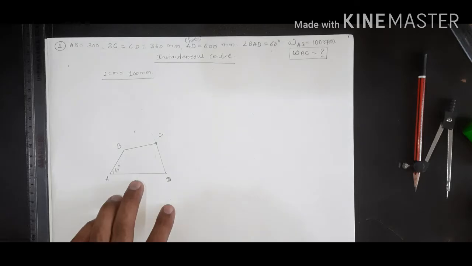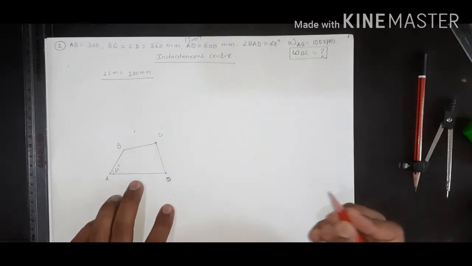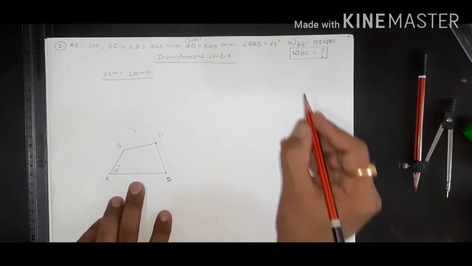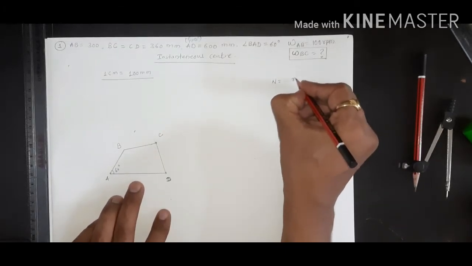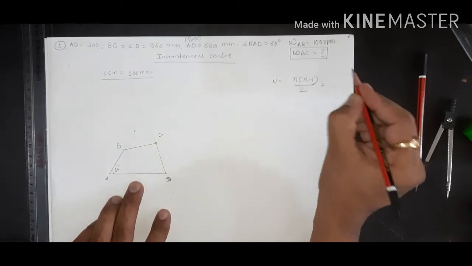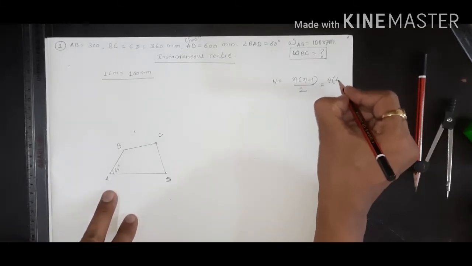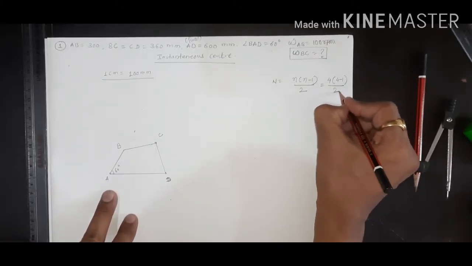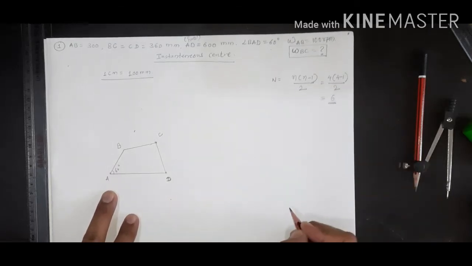So very first we will calculate how to find out the number of instantaneous centers present in the mechanism. So the basic equation which we are using is N is equal to n into n minus 1 divided by 2. So n will be the number of links. So number of links are 4. So 4 into 4 minus 1 divided by 2. So that will give me 6. So 6 I-centers will be there.